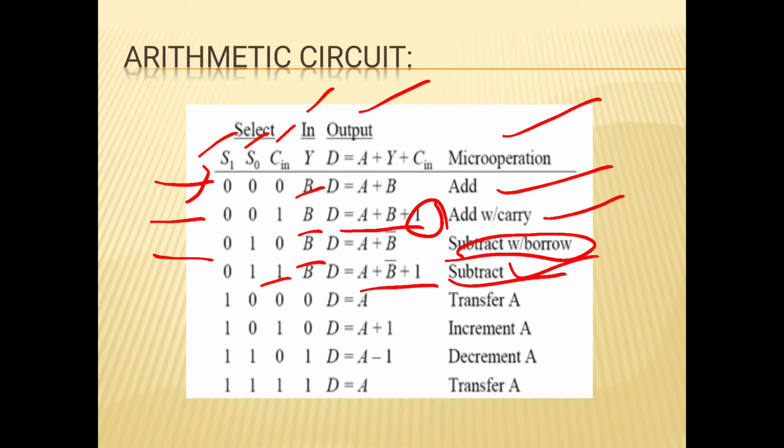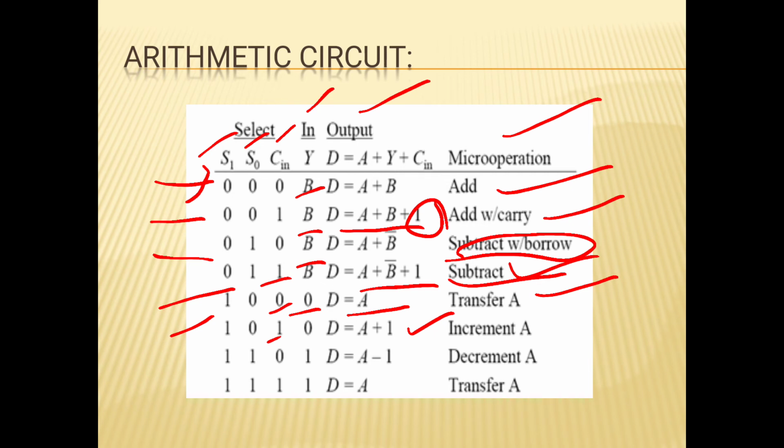Now when the value of S1, S0 is 1, 0 and Cin is 0, then it will produce input that is 0 and the output will produce A value. It means there is a direct transfer of the bit value of A, that is A0, A1, A2, A3 and A4 and so on. When the value of select line is 1, 0 and Cin is 1, then output will be A plus 1. It means increment operation is performed as 1 is added in the A.